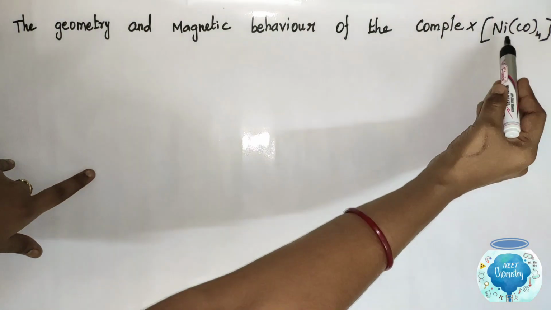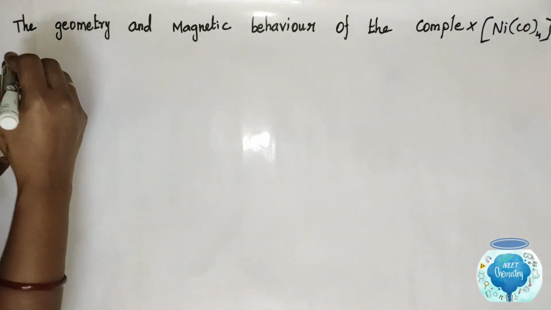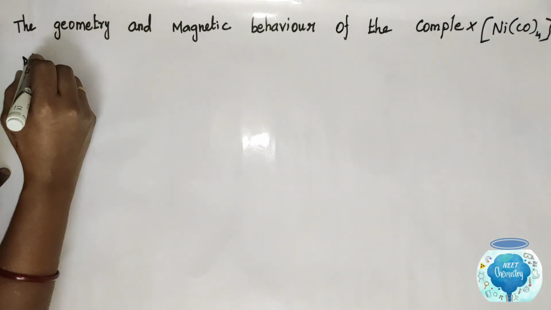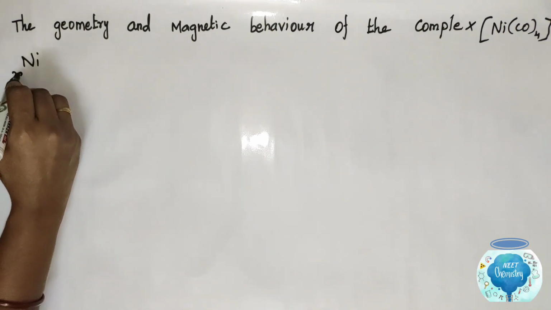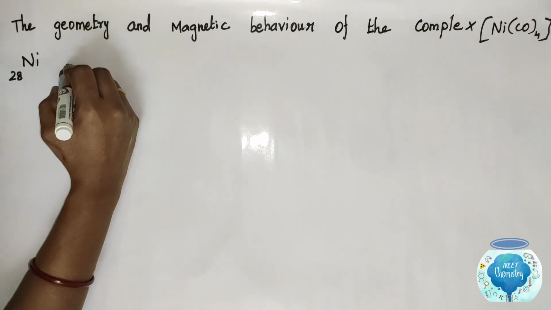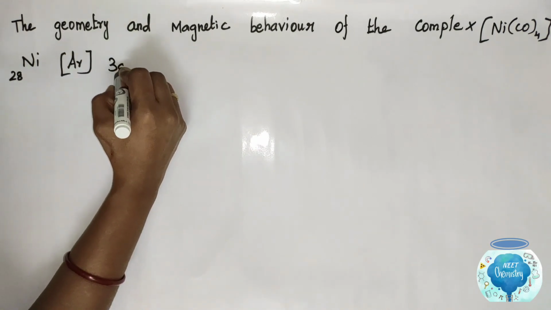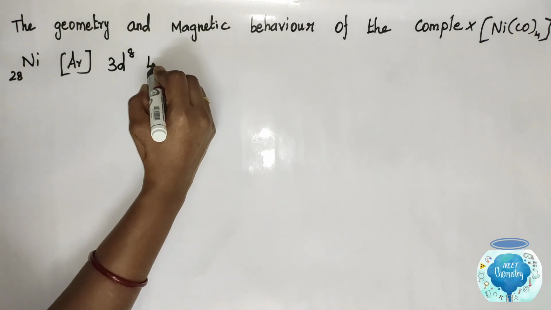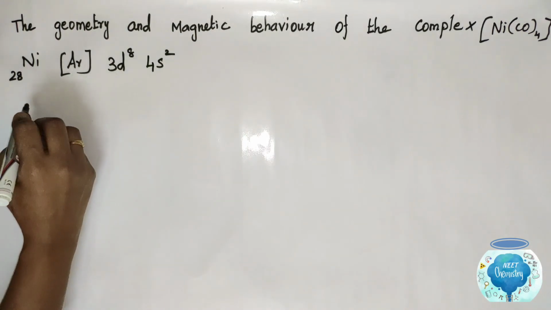First we consider the metal atom. The element is nickel. Nickel has atomic number 28. The electronic configuration is argon 3d8 4s2.